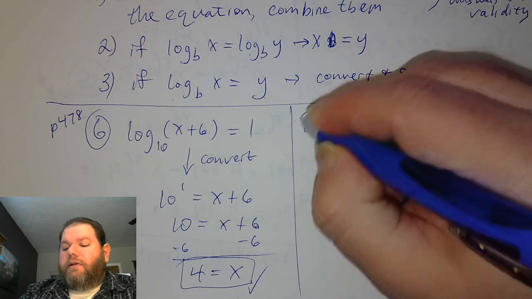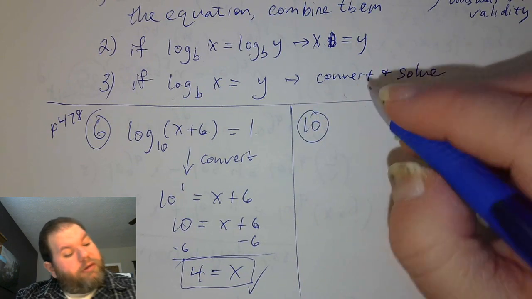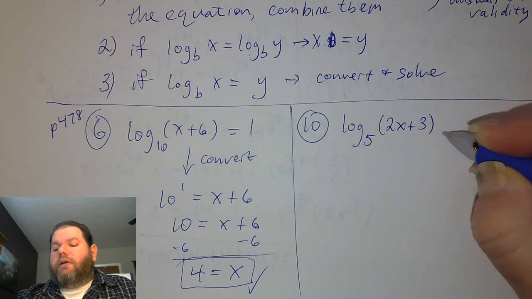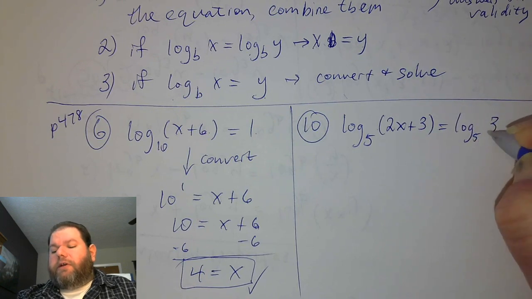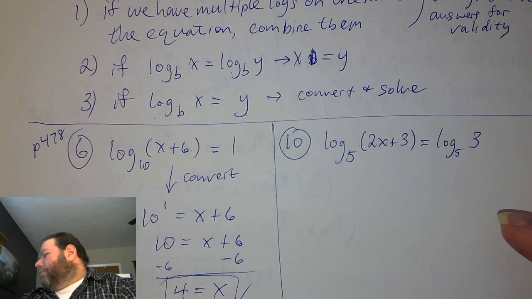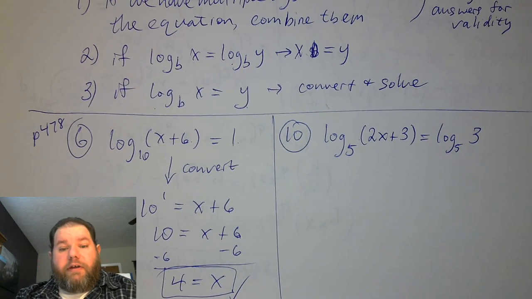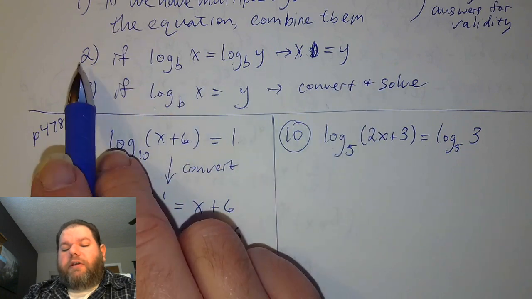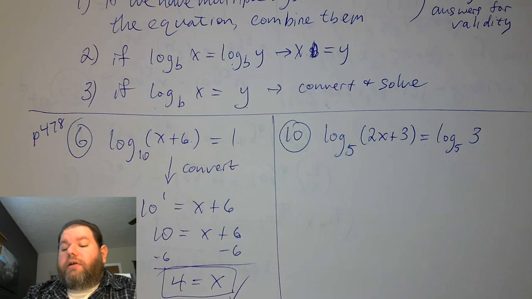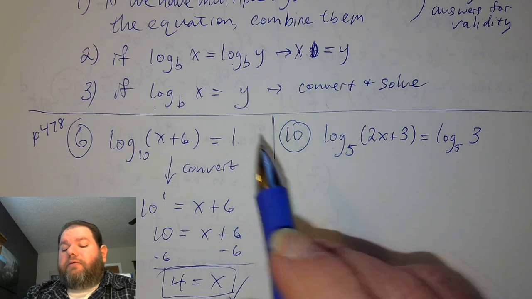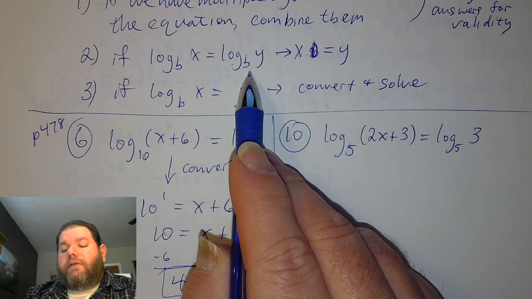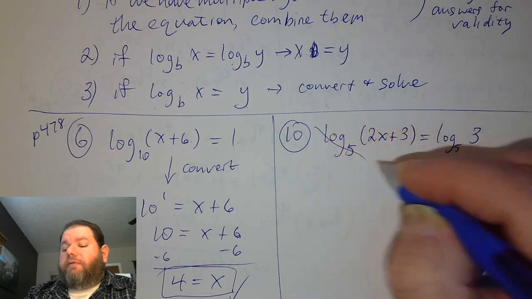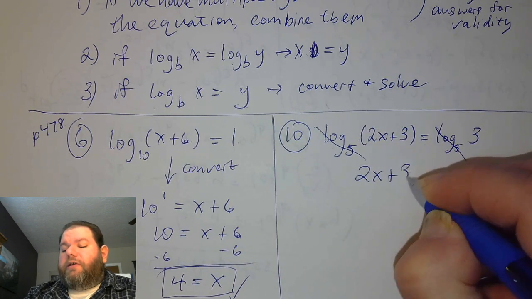Looking at number 10. Log base 5 of 2x plus 3 equals log base 5 of 3. Now this time we have the other scenario where we have log equals log. That's our second step or option here. And so if we have log of the same base on both sides, then essentially we can cancel out that logarithm and just say whatever's inside has to be equal. So we can get rid of log 5 and say 2x plus 3 equals 3.